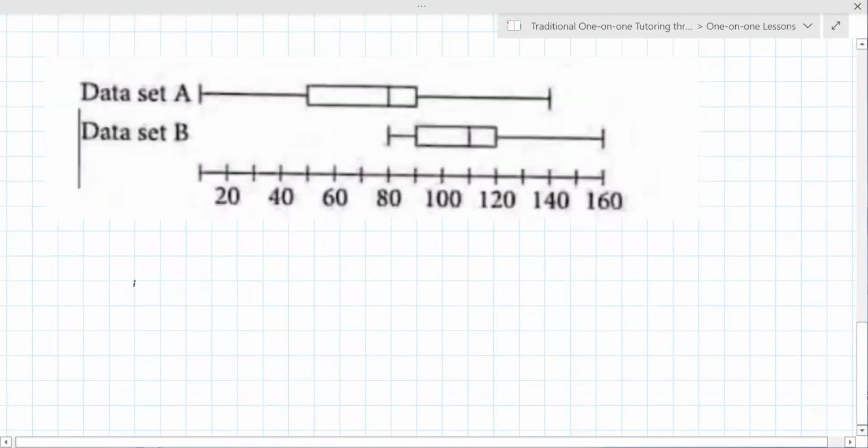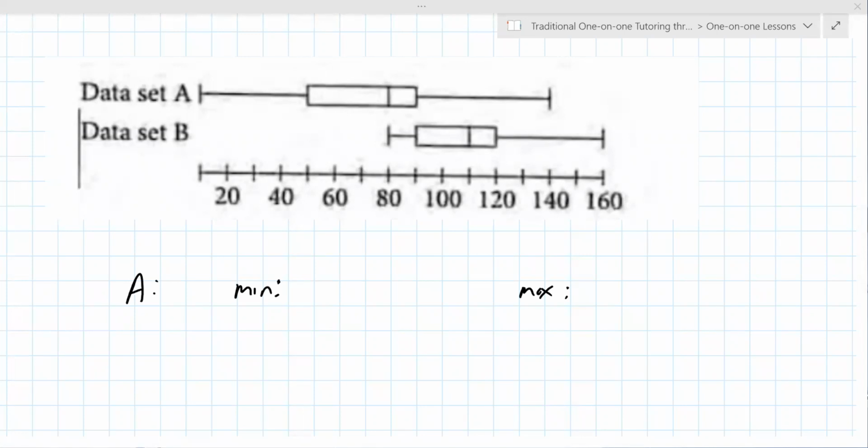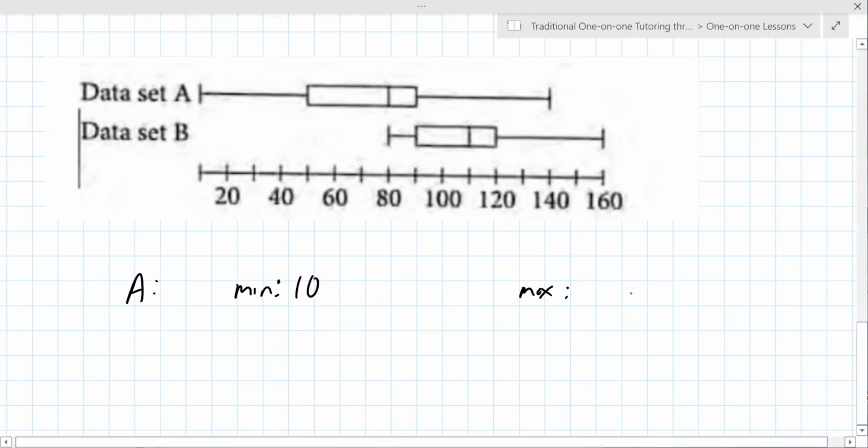Okay. So for data set A, could you tell me the min and the max for data set A? The min is 10 and the max is 140. Yes, 10 and 140. So what would the range be? 130. Yes. Okay. And for B, can you tell me the min and the max?